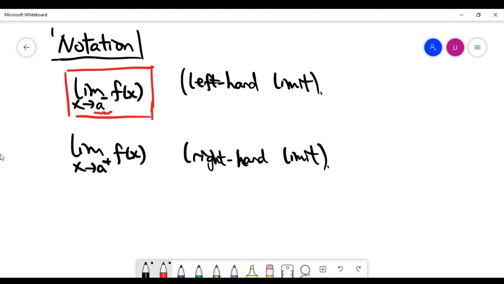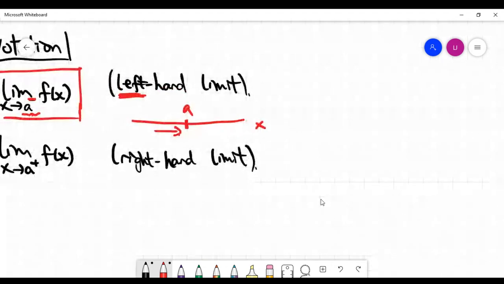I'm talking about x approaching a, but in my notation there's a superscript, a minus sign on top of a. You can think of it as a number line for the x-axis, and the point a is here. Minus basically means you are approaching from the left direction, which means when you approach the point a, you have to choose values less than a.